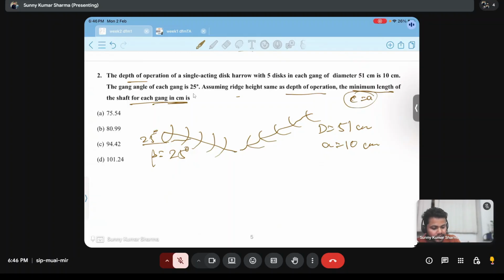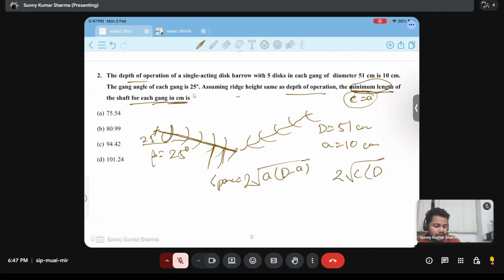Length of shaft we need to find. This length of shaft, one shaft. Minimum length of shaft it is asking. So first we need to find the spacing. For spacing we have a formula. Spacing is equal to 2 root under a into d minus a. The actual formula is 2 into c into d minus c. C is the ridge height, but ridge height we are taking as depth of operation, so that is 2 into root under a into d minus a.